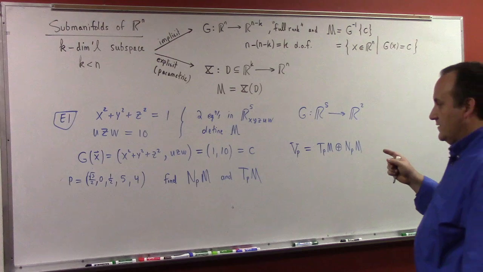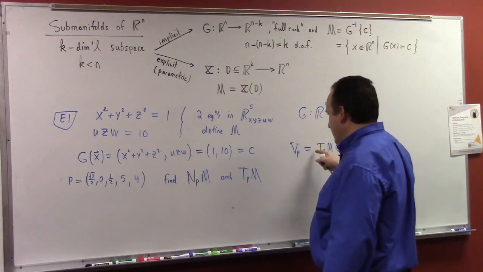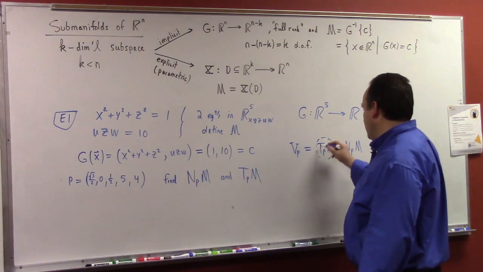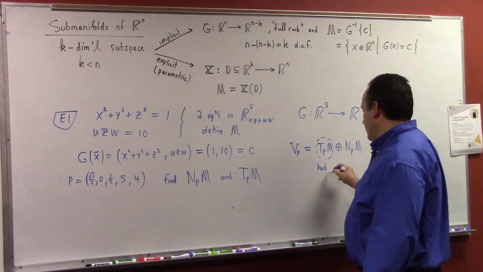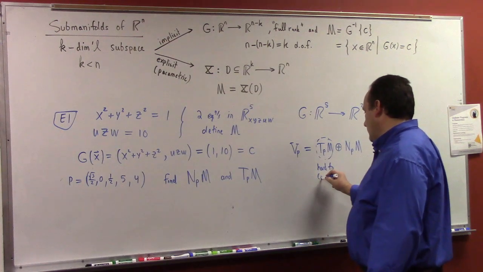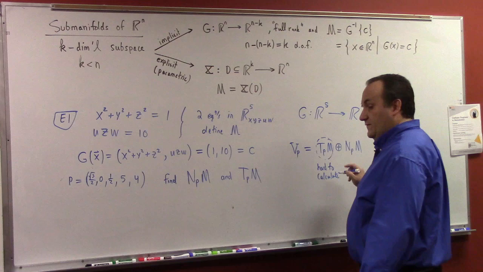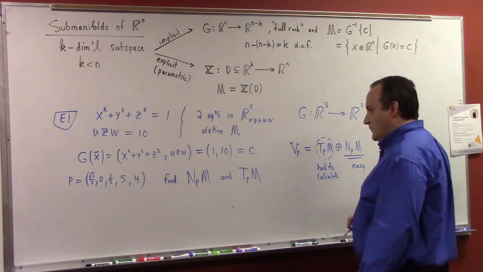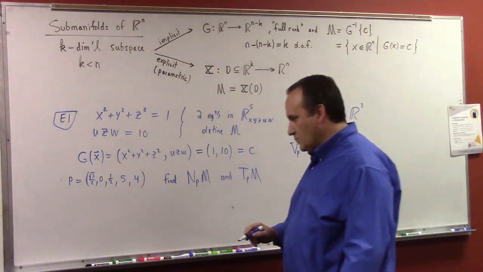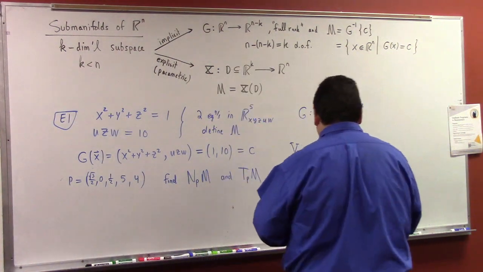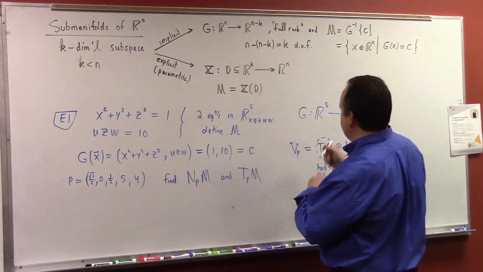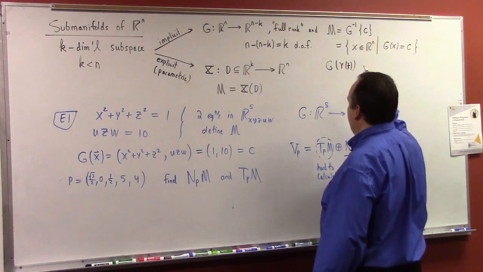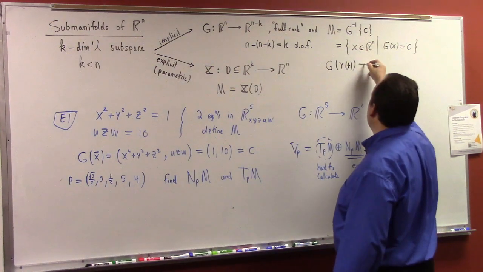So here's the cool thing: in this viewpoint, the tangent space is a bear. It's hard to calculate from our current viewpoint. The normal space, on the other hand, is easy. The reason it's easy is that, well, let me just prove it to you. Check it out. Suppose G of gamma of t equals C.